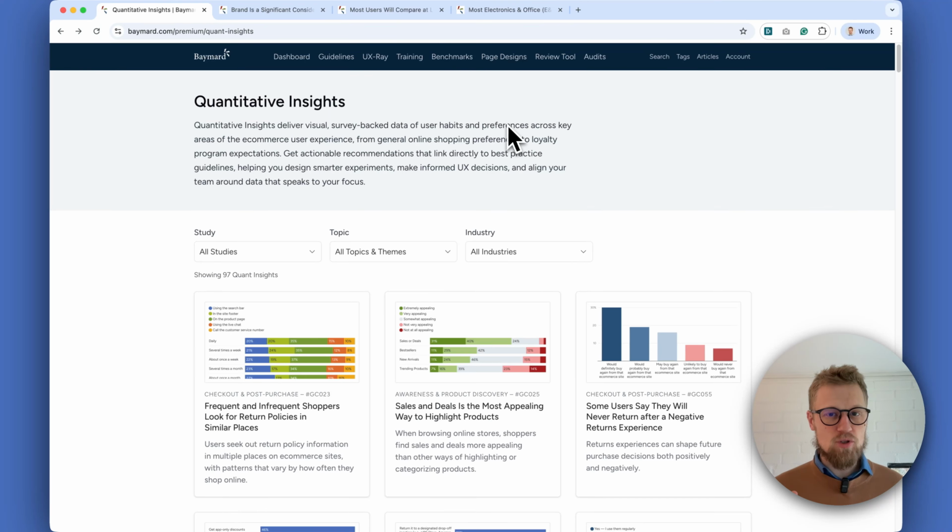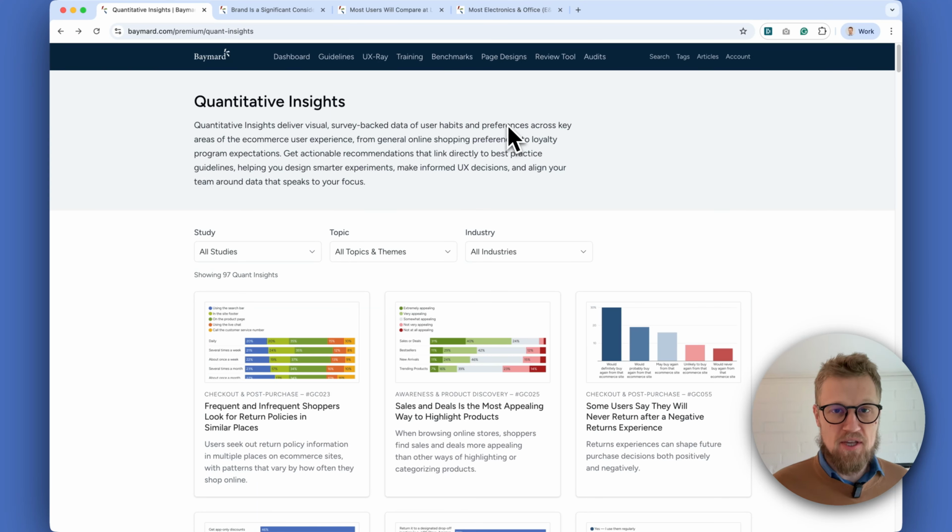Today we are introducing a new important research initiative that we are adding to the Baymard Research Catalog: Quantitative Insights. Quantitative Insights are insights that mainly aim to unpack and deep dive into the high-level user behaviors and user preferences when they look for products and services on your website.